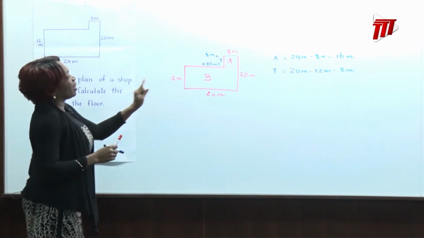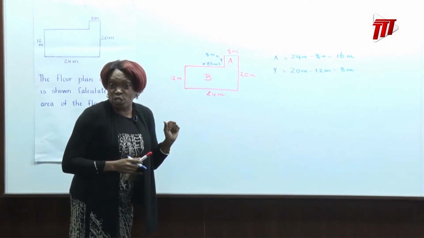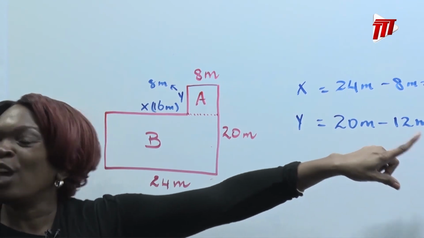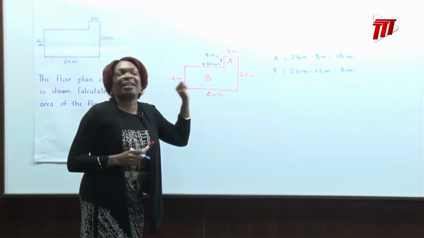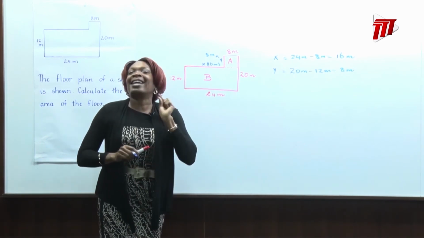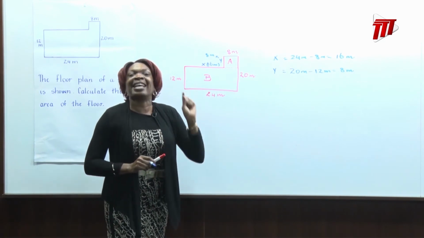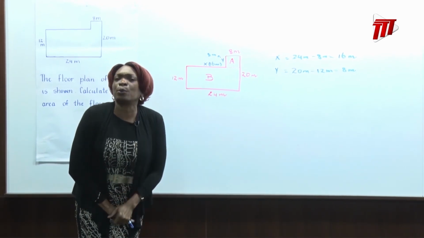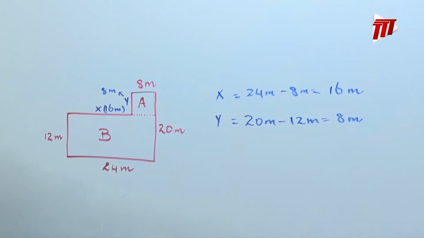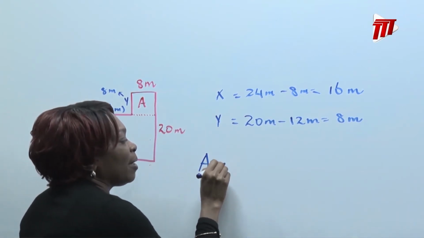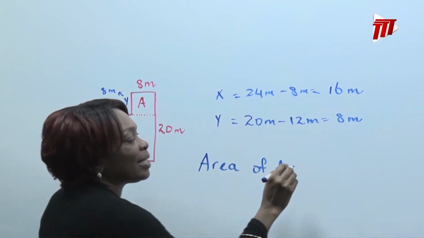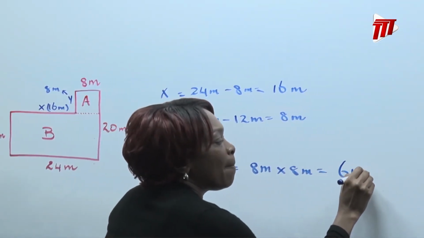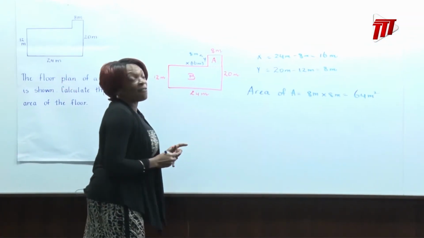Now, remember we broke up the shape into two manageable plane shapes. We have just discovered that y is equal to 8 meters. So if y is equal to 8 meters and this side is 8 meters, what can you tell me about the shape? It is a square. Are you seeing that, boys and girls? So can you find the area of a square? What is the rule? Side multiplied by side. Wonderful. So we have area of A is equal to 8 meters multiplied by 8 meters. Are you with me so far? 64 meters squared. So we have already found the area of A.